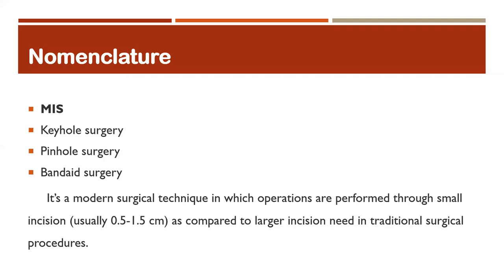It is a modern surgical technique in which operations are performed through a small incision. Usually the incision we put in minimal invasive surgery or laparoscopic surgery is from 0.5 to 1.5 centimeter. In the majority of cases, we use a 5 mm or 10 mm trocar. In some specific cases, there may be a need for a bigger trocar, like 1.5 centimeter, but in most cases it is between 0.5 and 1 centimeter. This is compared to the large incision needed in traditional surgical procedures.